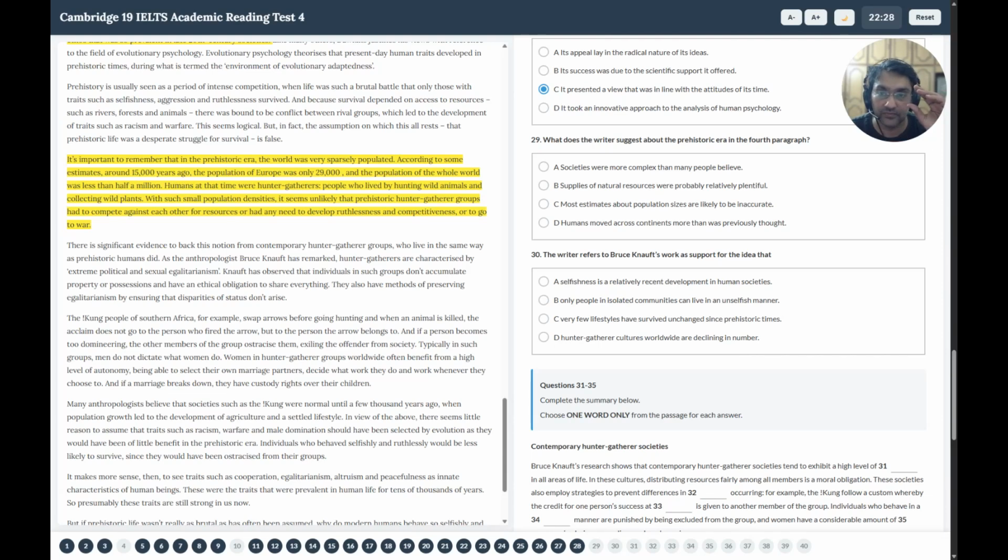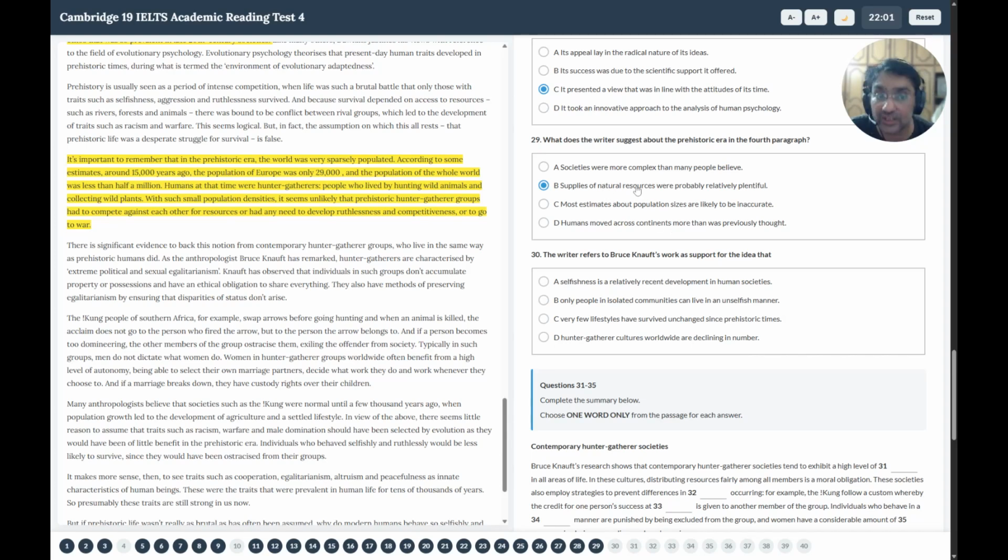We had only less than half a million. Only 500,000 people lived back then. Supplies were probably plentiful, so people would not go to war. Yeah, this could be stated. Most estimates are likely inaccurate? No, he didn't say anything about being inaccurate. No, they didn't move across continents because they were hunters. They were hunting the wild animals to feed on.